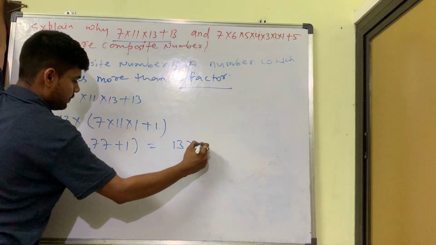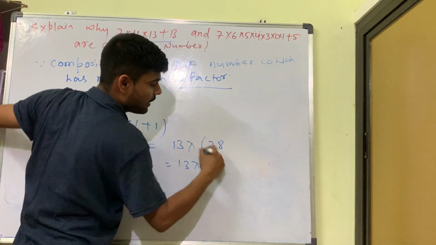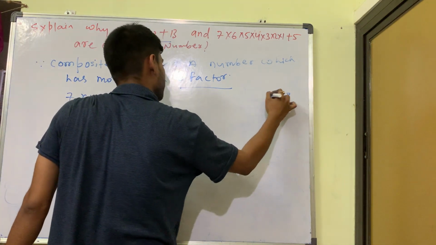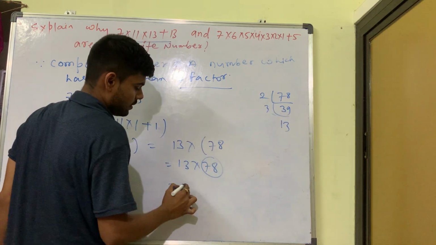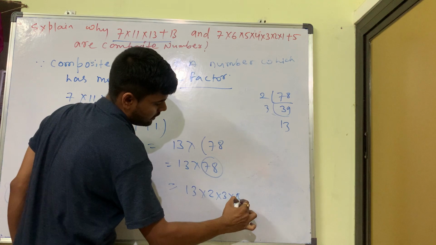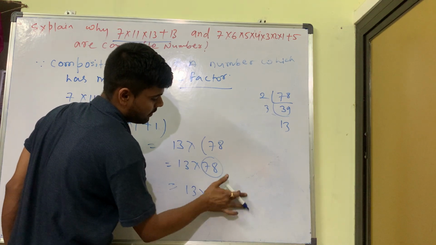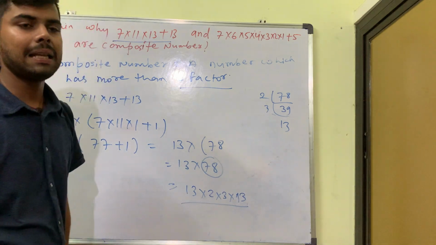So 13 into 78. Now, 78 you can take prime factors: 78 means 2 into 3 into 13. So what is the answer? 13 into 2 into 3, again 13. See, now it has more than 2 factors, no? So it is a composite number, that we have to prove.